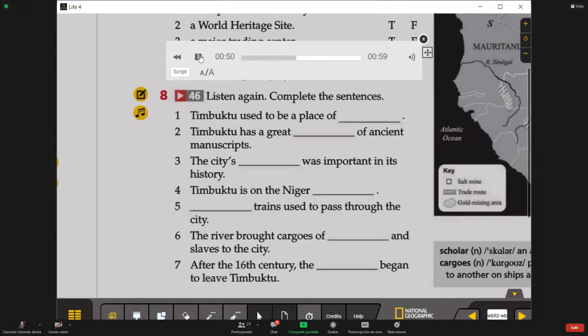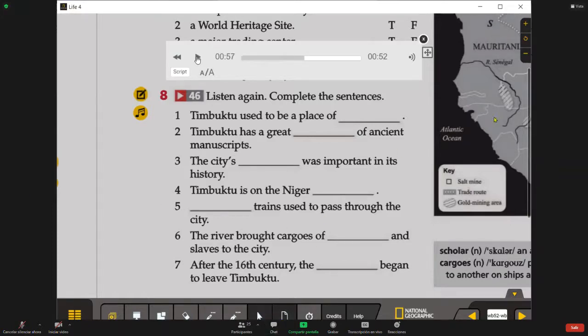Timbuktu's geographical location was an important factor in its history. What was an important factor in its history? Location? The city's geographical location, that's right. It was at the crossroads of major trading routes.